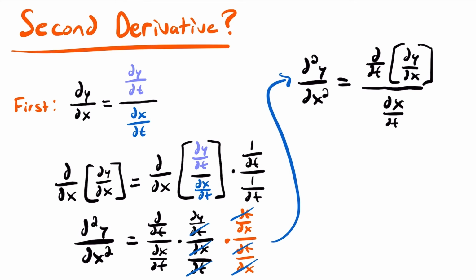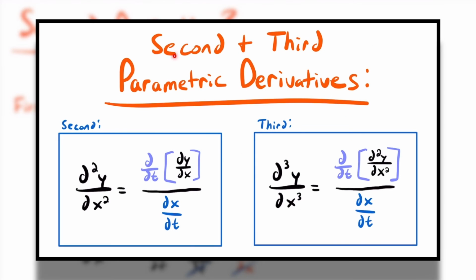Higher order derivatives for parametric equations just involves taking the previous derivative, differentiating it with respect to t, and then dividing by dx/dt. And so to summarize, here are the formulas for the second and third parametric derivatives, but of course you could also find the fourth, fifth, sixth, and so on by just following the same pattern that you can see with these two formulas. The second derivative is equal to the derivative with respect to t of the first derivative, dy/dx, divided by dx/dt. And the third derivative is equal to the derivative with respect to t of the second derivative divided by dx/dt. Okay? And so now that we have these formulas for finding higher order parametric derivatives, let's look at an example of finding some higher order parametric derivatives.